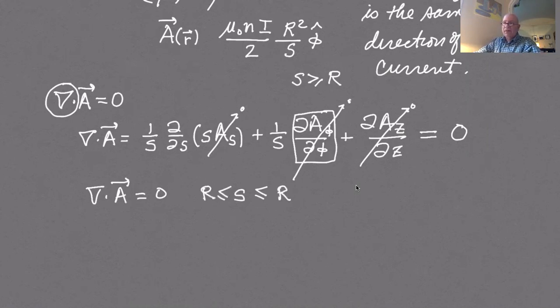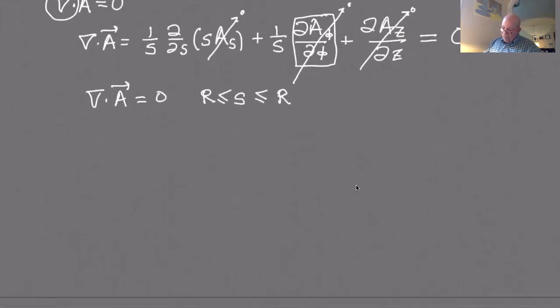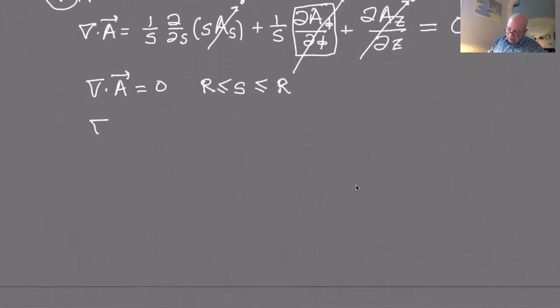Okay, so let's look now at the curl of A. All right, and the curl of A is going to be 1 over S, and we can look that up in the front cover too. Hopefully, at least somewhere along the line, you've brute forced the derivation of both the divergence and curl in cylindrical coordinates and spherical coordinates.